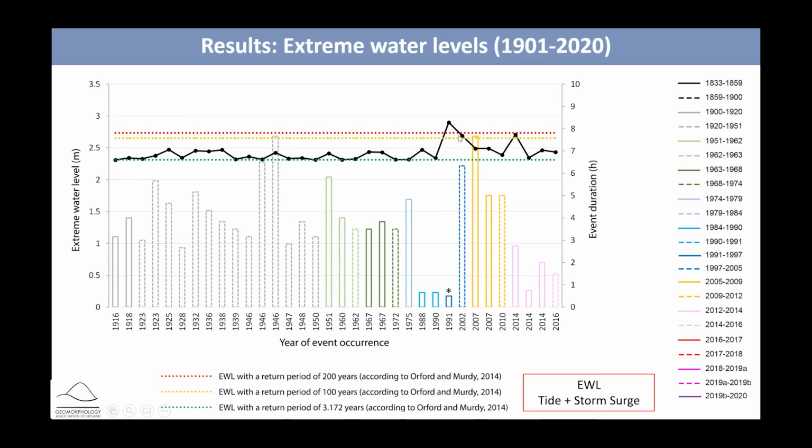You can see how these last 2 events are in a return period comprised between 100 and 200 years, and they occurred less than 15 years apart. So in basically the last 30 years, we had the 3 highest extreme water level events.